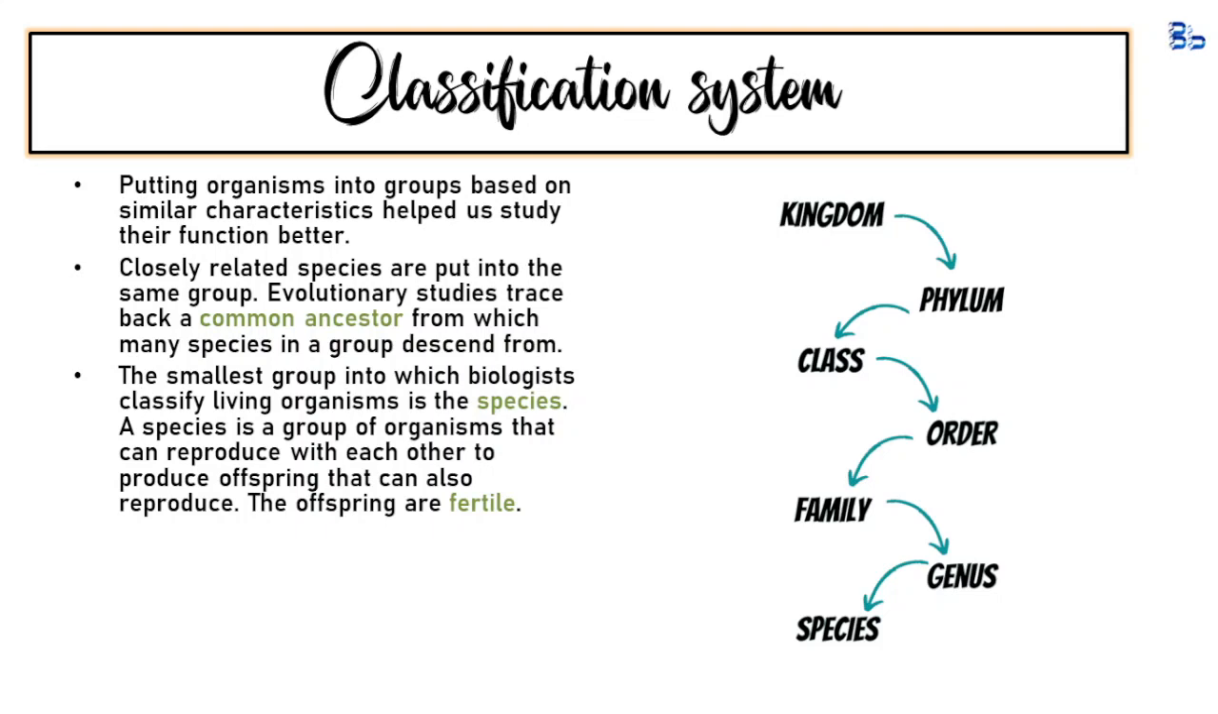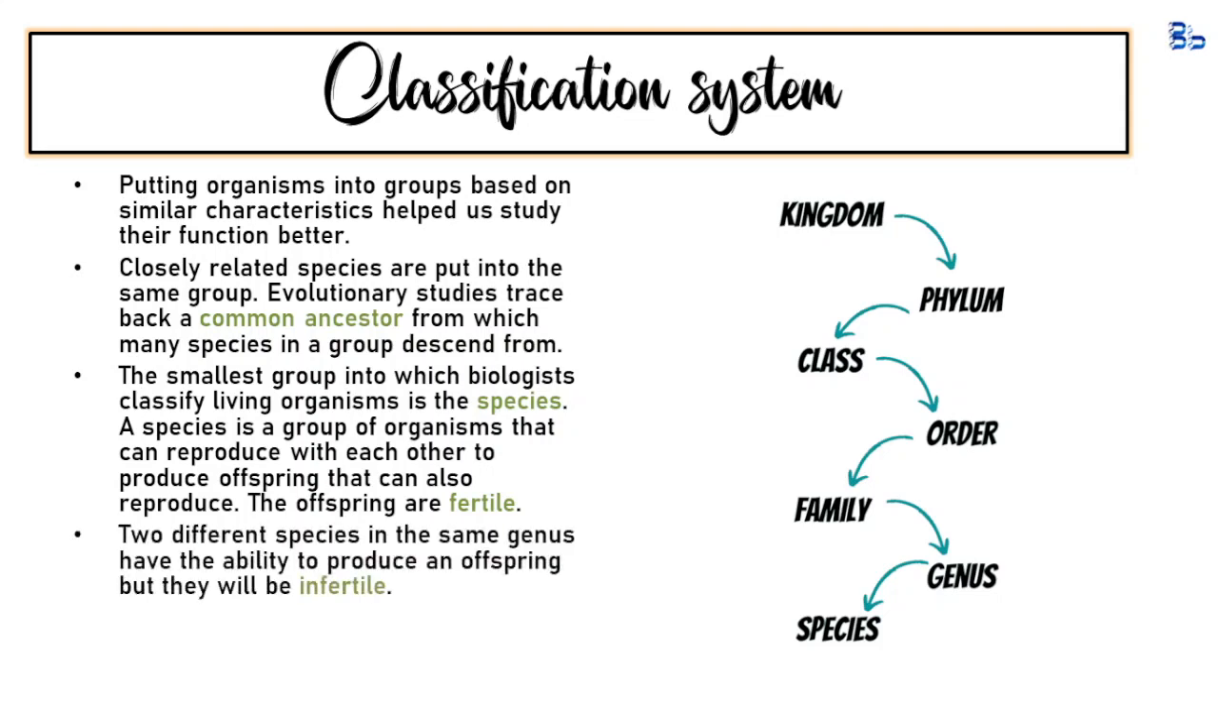So being fertile or fertility means that an organism can reproduce. So infertile, in the other meaning, means that the organism cannot produce offsprings. So this does not mean that two different species in the same genus cannot reproduce. They can, but they will not produce fertile offsprings.